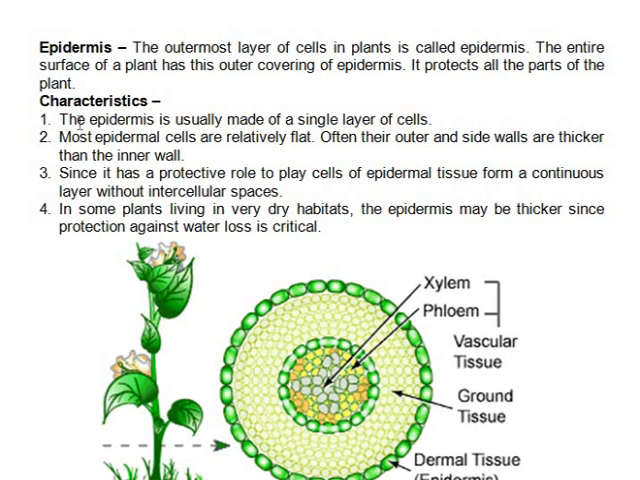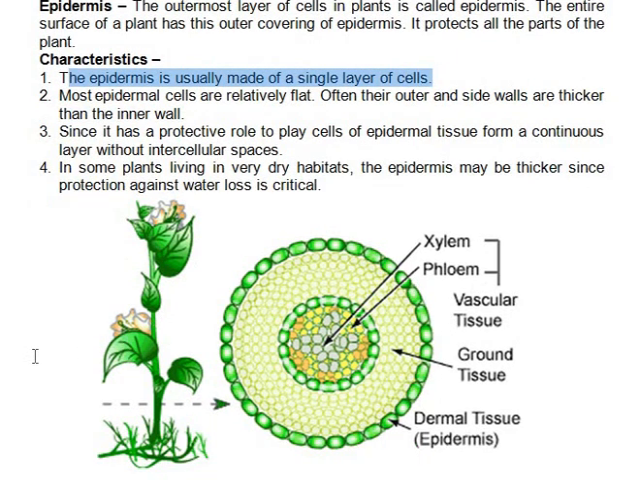First of all, you should know that the epidermis is made up of a single layer of cells. So it's a single layer. If you cut a section of the stem and observe it under the microscope, you will find that there is a single layer of cells as the outermost covering in plants, which we call epidermis.